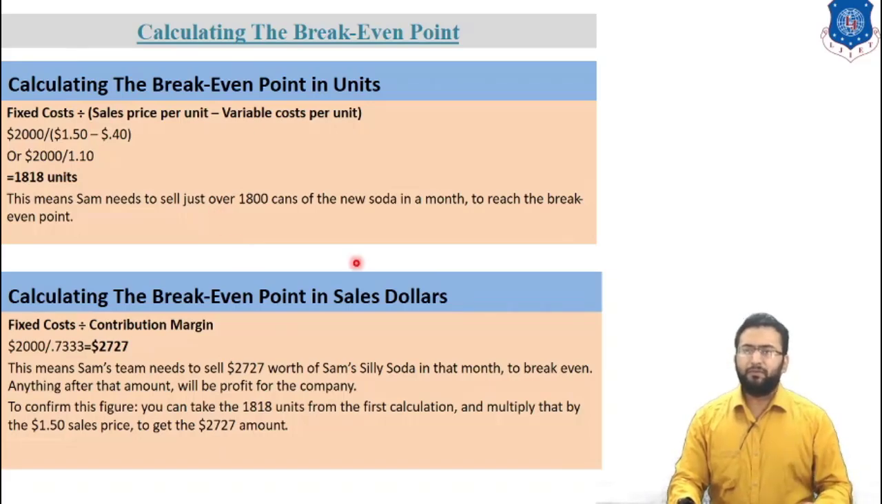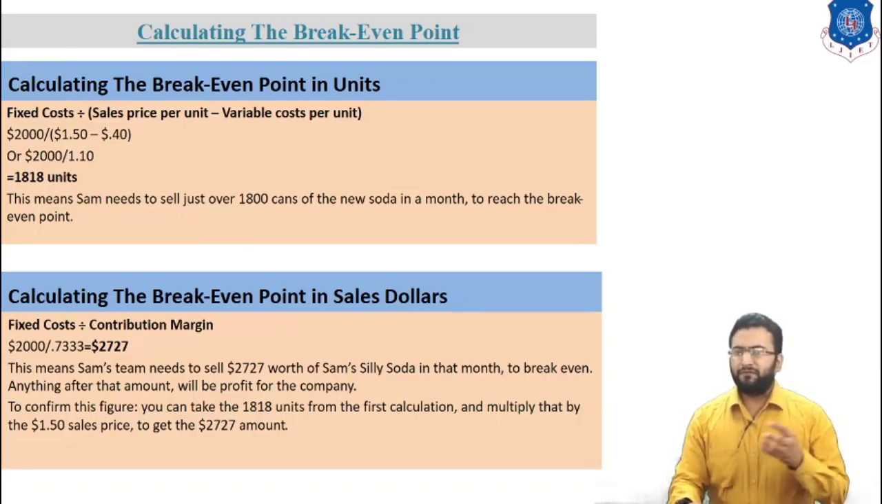Now if we calculate the break-even point in terms of dollars, or money, the equation becomes fixed cost divided by contribution margin, $2,000 upon a contribution margin of 0.7333, so it becomes 2727. This means Sam needs to sell $2,727 worth of Sam Chili Soda in that month to break even. Anything after that amount will be profit for the company. To confirm this figure, you can take the 1818 units from the first calculation and multiply by the 1.50 sell price to get 2727. So this is all about how to calculate the break-even point.